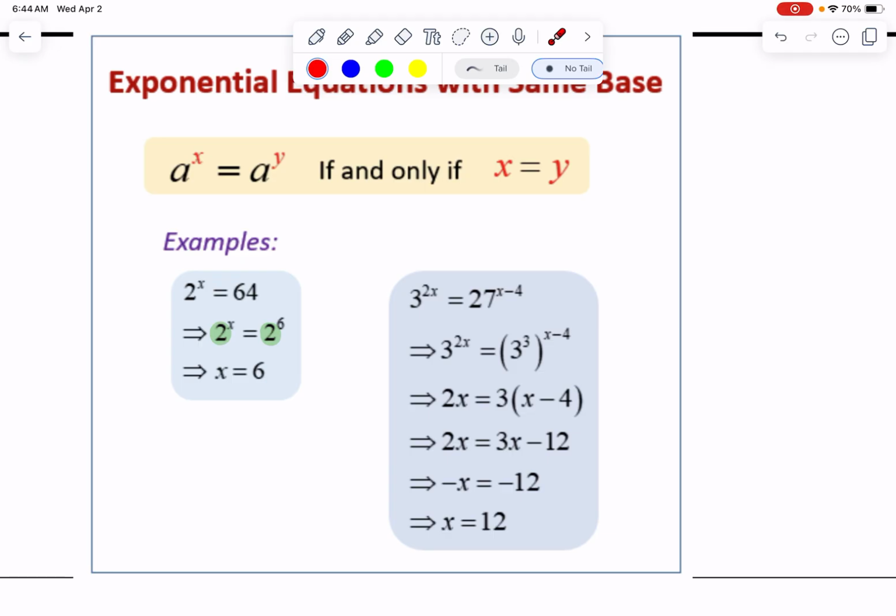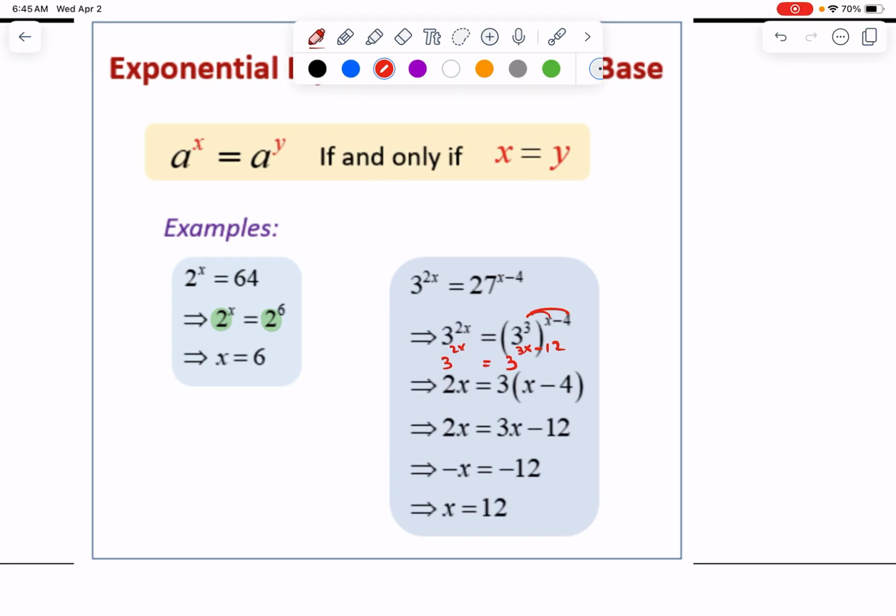Notice on the next one, the bases are not the same, so we're going to change 27 to base 3, so that would be 3 to the third. This is where your exponent rules come in. Remember, a power to a power, we multiply. I'm just going to add a step here so you see what we're doing. So 3 to the 2x is equal to 3 to the 3x minus 12, because we're going to distribute here. Now the bases are the same, so we can set the exponents equal to each other, and then solve. We're going to move the 3x and then divide, so x is equal to 12.